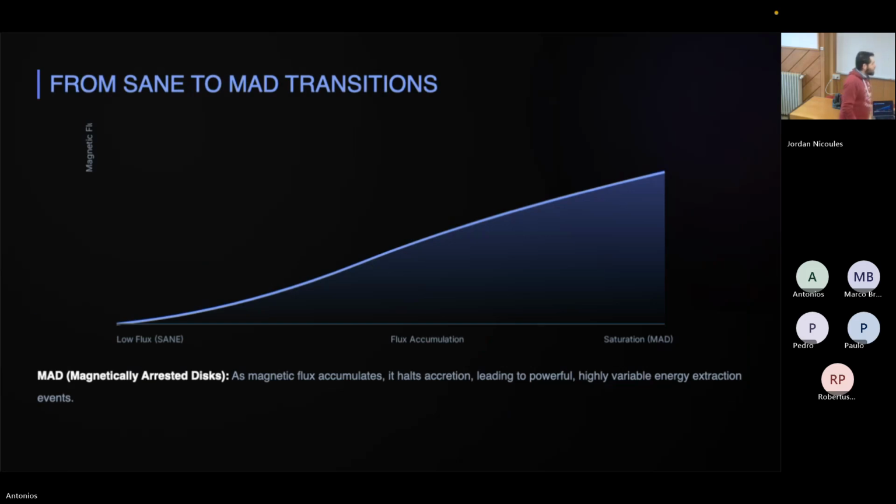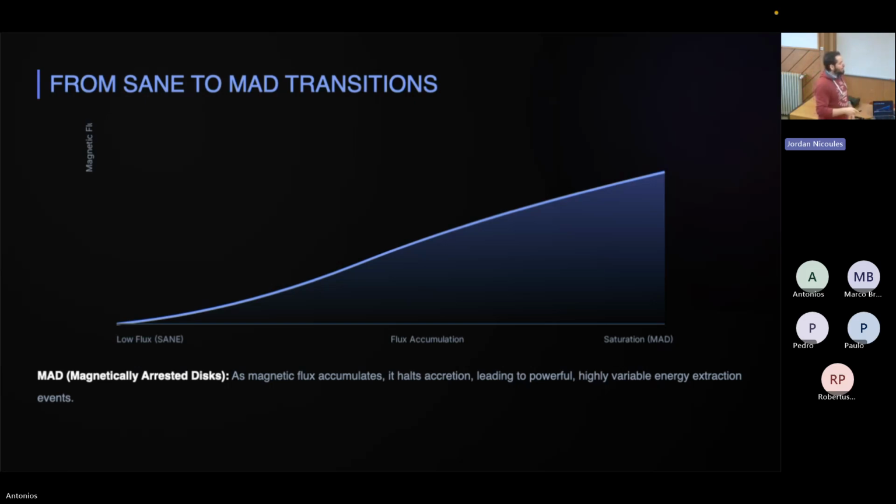Okay. So, till now, I tried to convince you that you need to bring magnetic flux to the horizon, and then if you bring magnetic field to the event horizon, you will have an outflowing of energy. And now I want to discuss how much magnetic field you are bringing. If you are bringing some magnetic flux, low flux, this is called standard and normal evolution of accretion. So you can have a jet, but you don't have extremes.